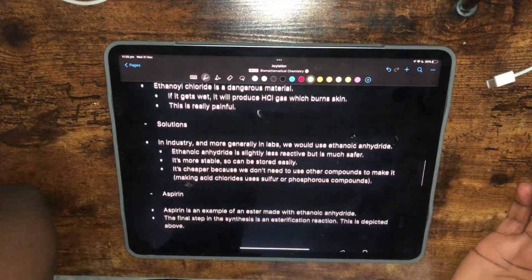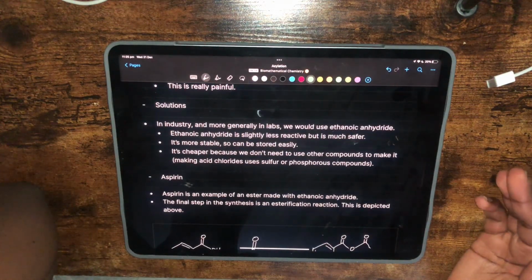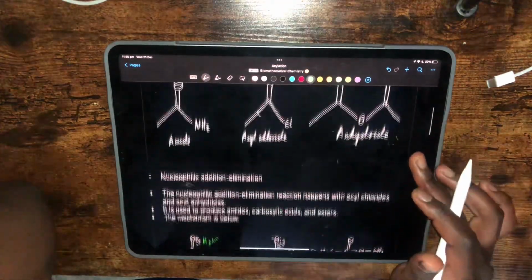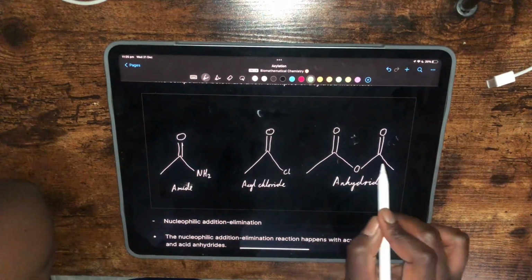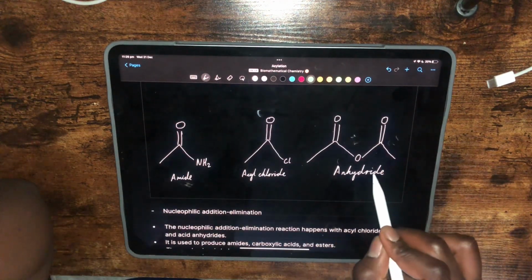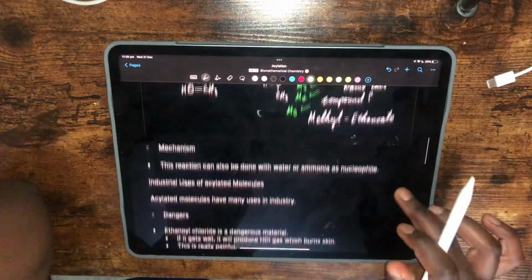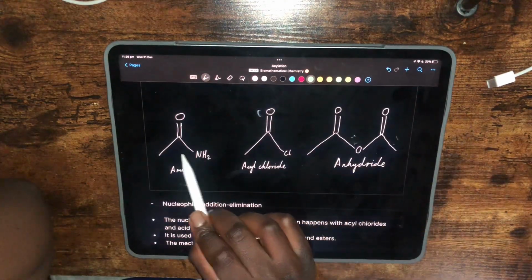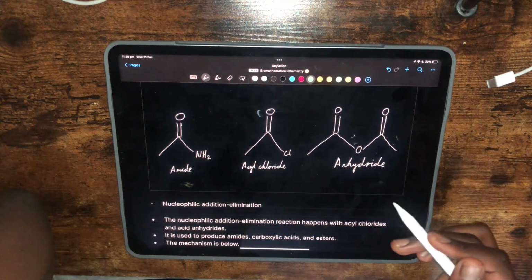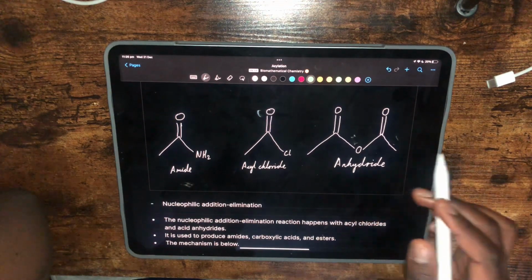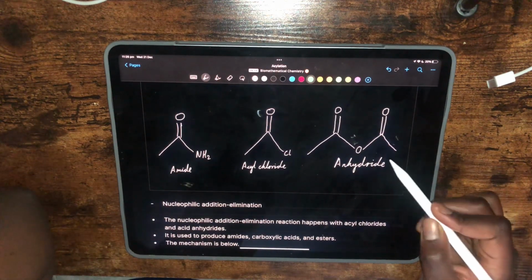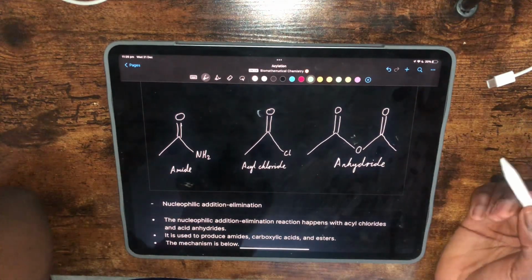So this is what we do as a solution. In industry, and more generally in labs, you use ethanoic anhydride, which is this compound here. It's just an anhydride here, and this is generally safer. It's easier to store, and that's the advantage of it. It's less reactive than your acyl chloride, which is a disadvantage, but the overall benefits are that it's safer to use and easier to store. Less reactive means it's easier to store actually, which is a benefit of it.